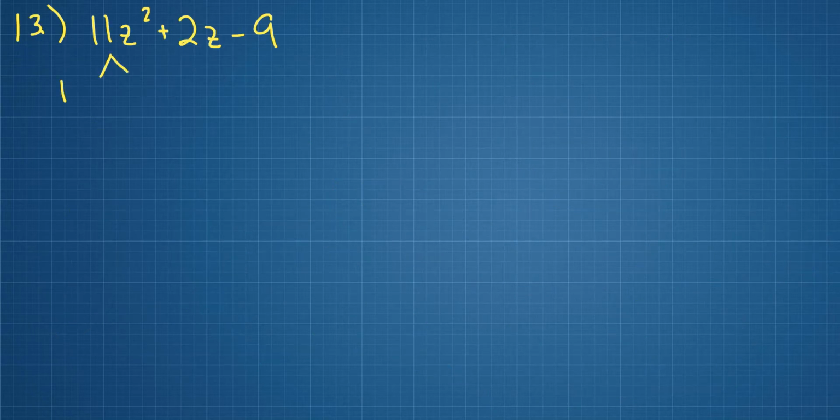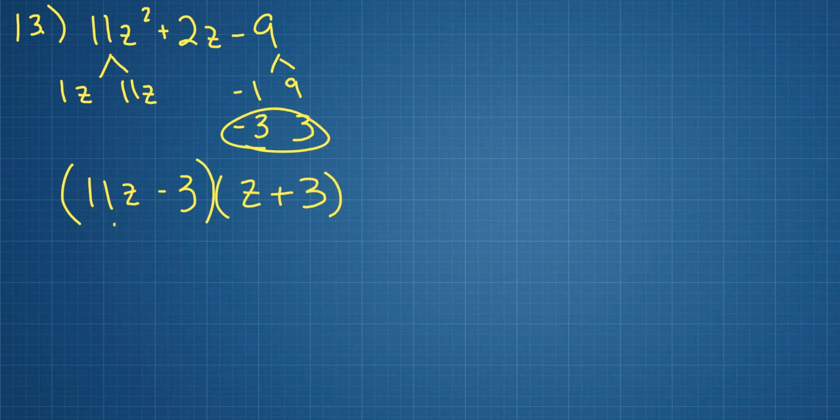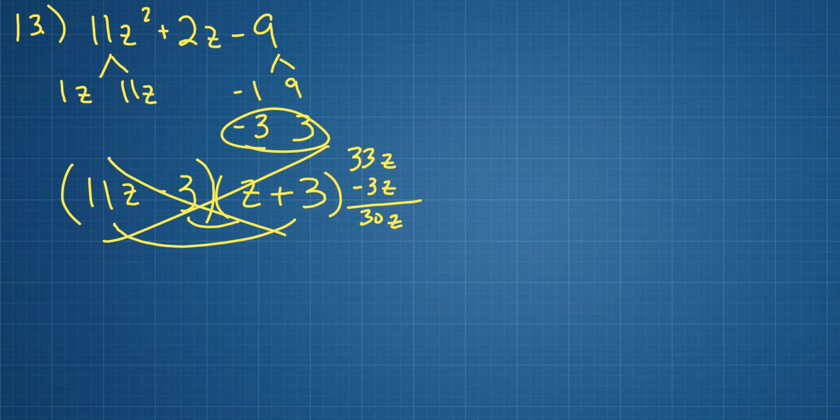How do I get 11z? Well, it's 1z and 11z. How do I get negative 9? Well, it's negative 1 and 9, or negative 3 and 3. I'm just going to guess 11z minus 3, z plus 3. So I'm guessing negative 3 and 3 first. I do the outside to get 33z. I do the inside to get minus 3z. Together, that's 30z. That's not what I want. Alright? Now, before I cross off negative 3 and 3, I have to flip it, because order matters.